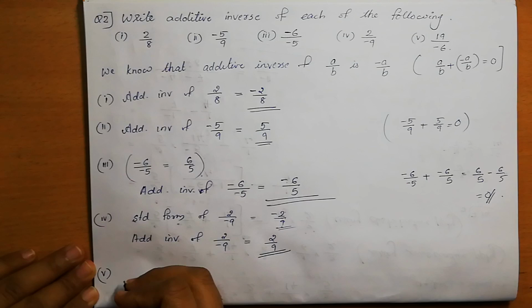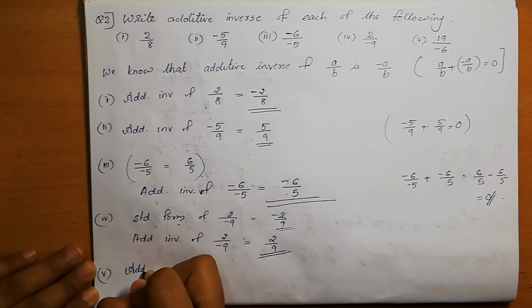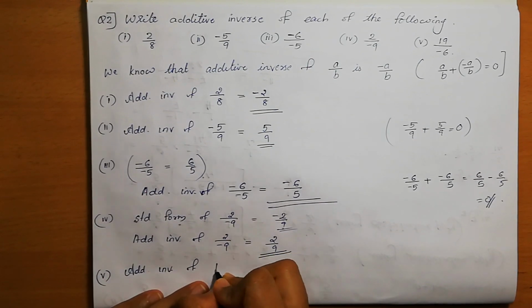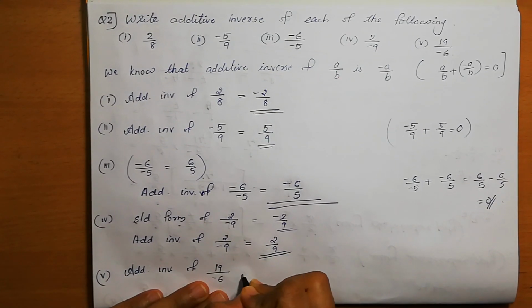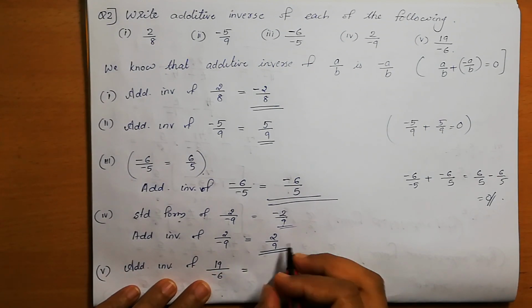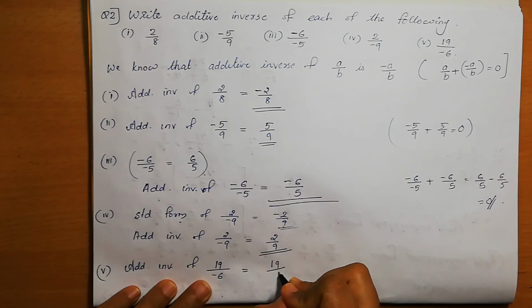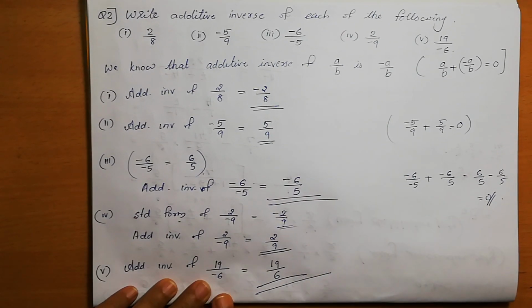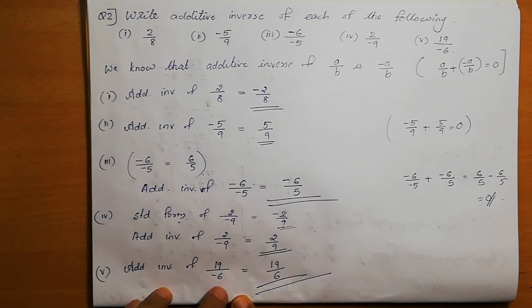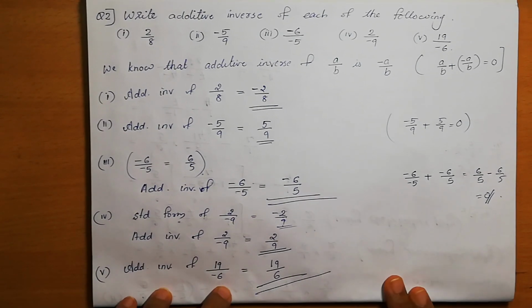Fifth one. Additive inverse of 19 by minus 6. This is also not in the standard form. The standard form means we need to keep the minus in the numerator. Minus 19 by 6. So what is additive inverse? 19 by 6. 19 by 6 is the additive inverse of 19 by minus 6. If you are adding 19 by minus 6 plus 19 by 6 means answer is 0.